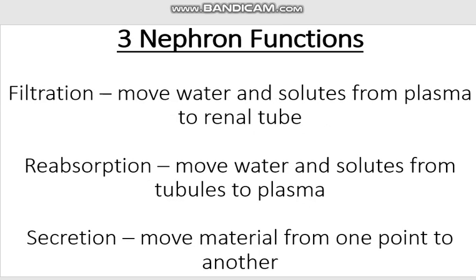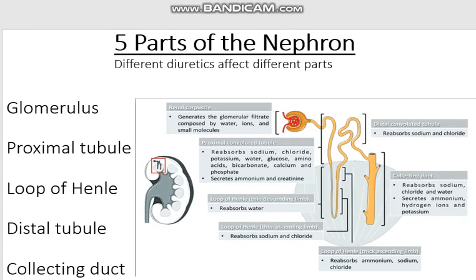The three nephron functions are filtration, which is to move water and solutes from plasma to the renal tubule; reabsorption, which is to move water and solutes from tubules to plasma; and secretion, which is to move material from one point to another. The 5 parts of the nephron are the glomerulus, proximal tubule, loop of Henle, distal tubule, and the collecting duct.